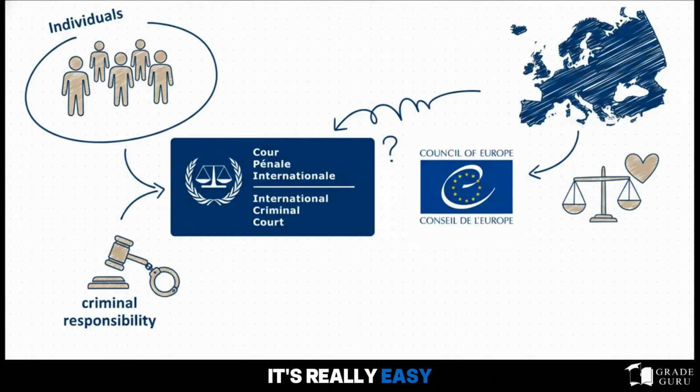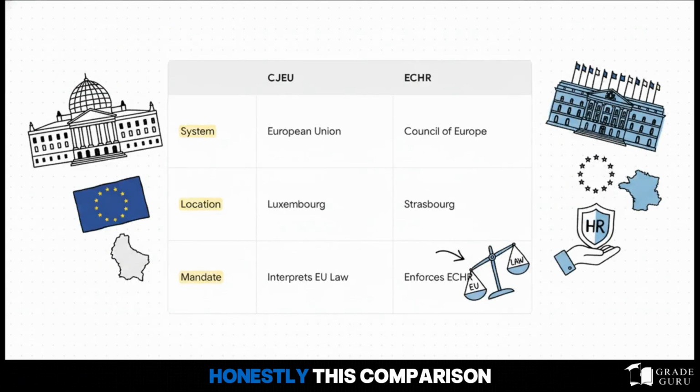Okay, it's really easy to confuse these different courts, so let's get this crystal clear. The International Criminal Court, the ICC, prosecutes individuals for the worst international crimes you can imagine. In contrast, the European Court of Human Rights, which is part of the Council of Europe, hears cases brought by individuals against states for human rights violations. Honestly, this comparison is pure exam gold.